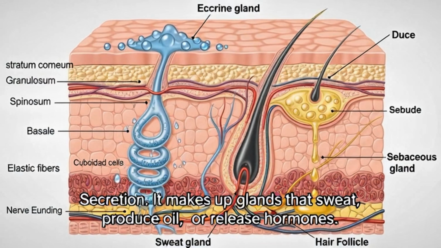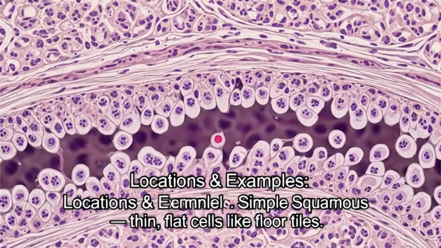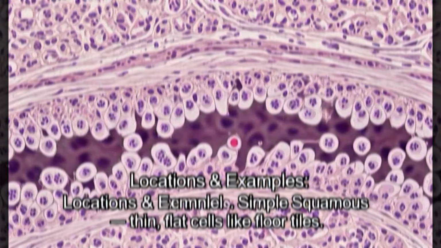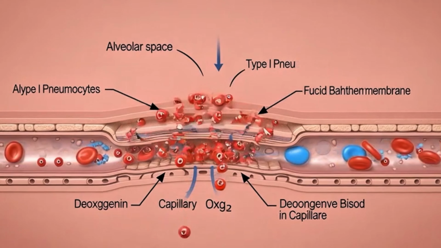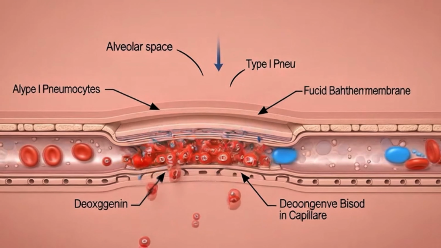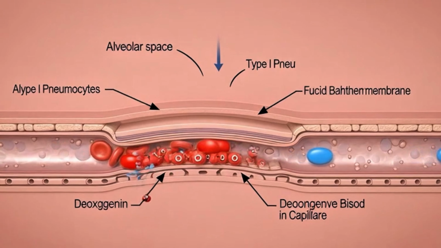Simple squamous cells are thin and flat, resembling floor tiles. They are found lining structures like lung alveoli, where their thinness allows for efficient gas exchange. This simple structure is key to their function. These are found where substances need to pass through quickly, such as the air sacs in your lungs.